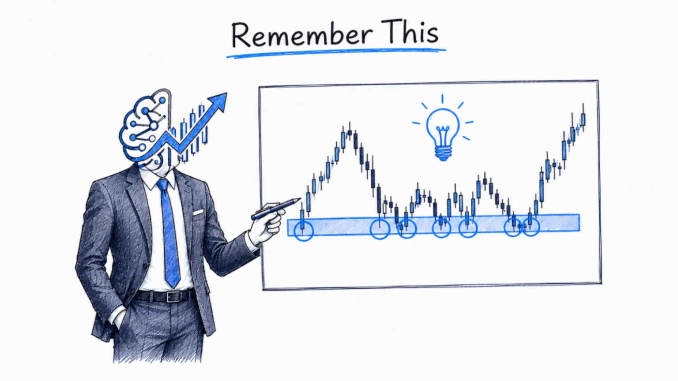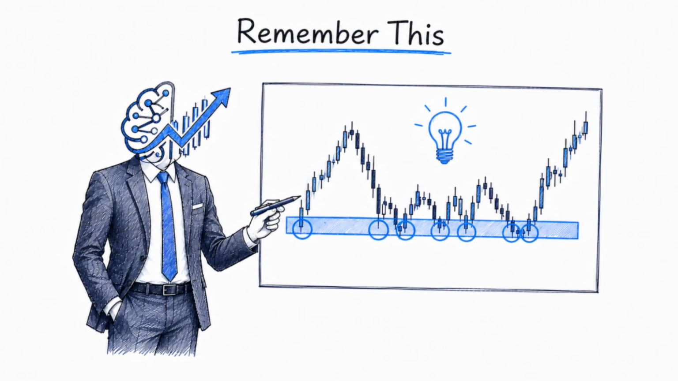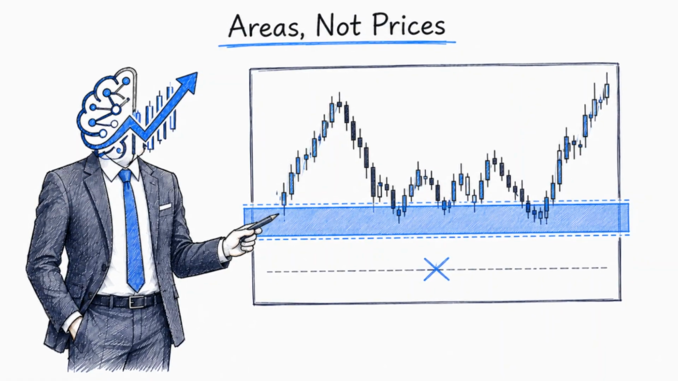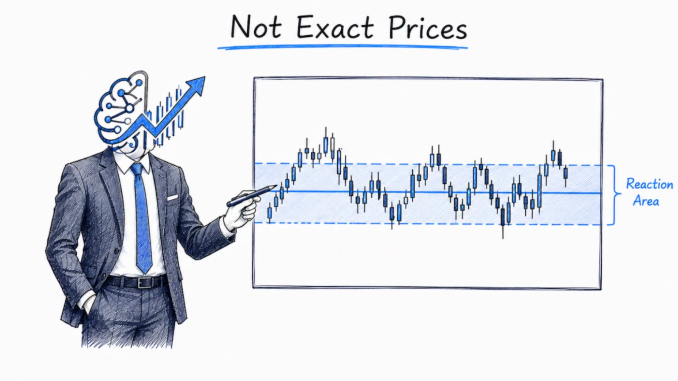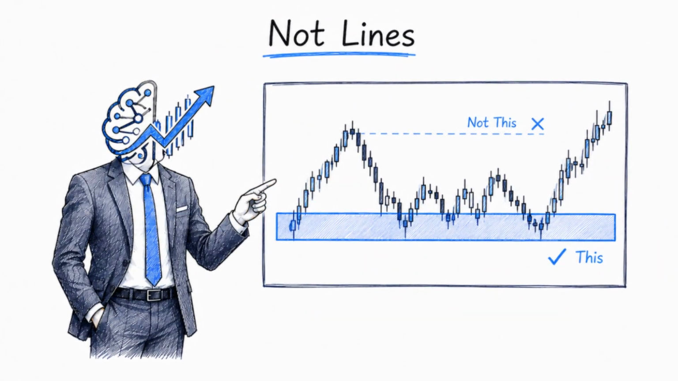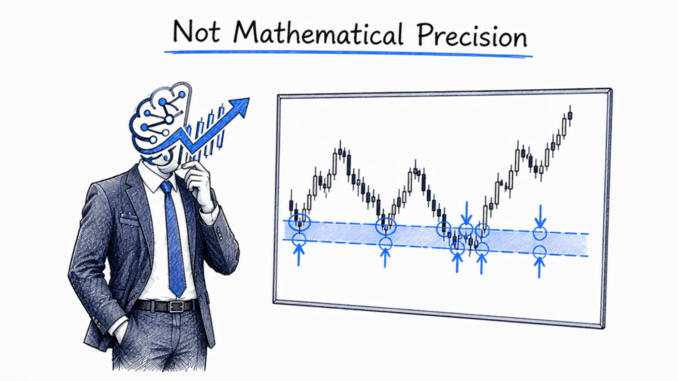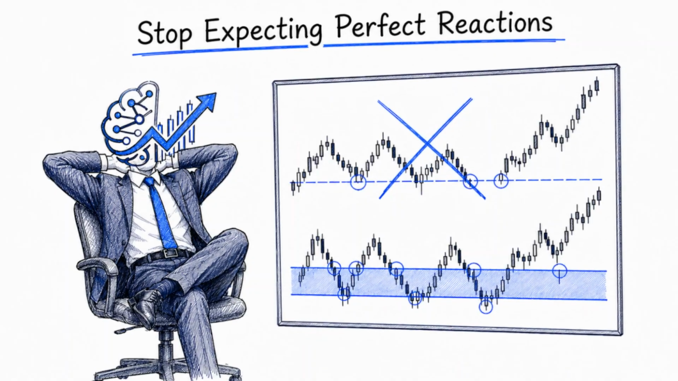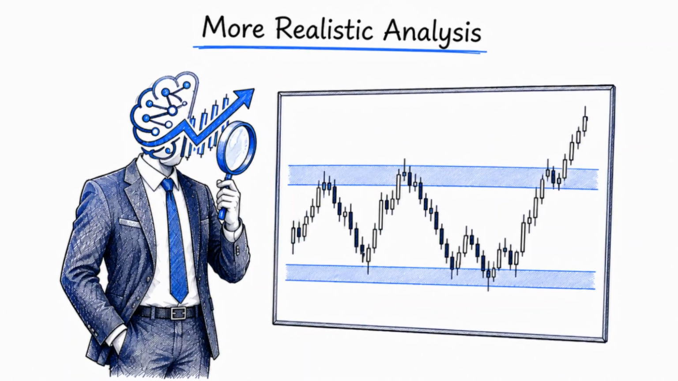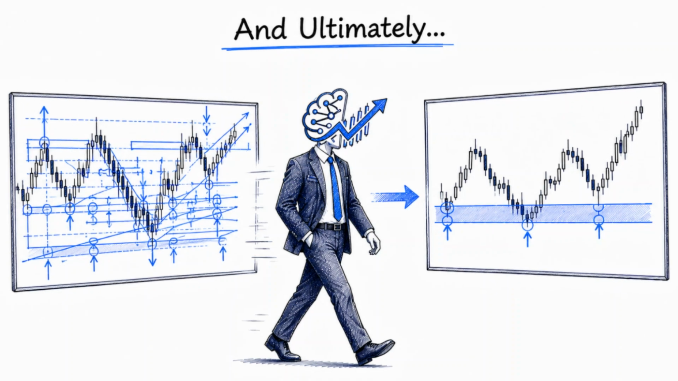Key takeaway: if there's one thing I want you to remember from this lesson, it's this: support and resistance are areas, not exact prices. Think in zones, not lines. The market is built on buying and selling pressure, not mathematical precision. The sooner you stop expecting perfect reactions, the sooner your chart analysis becomes more realistic and ultimately more effective.